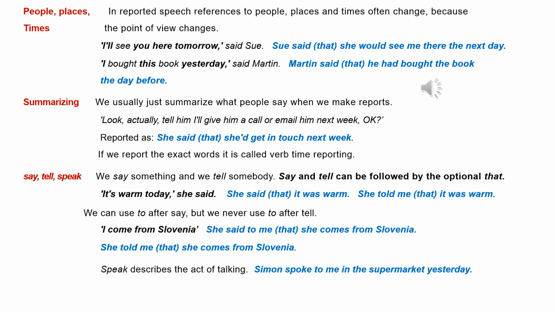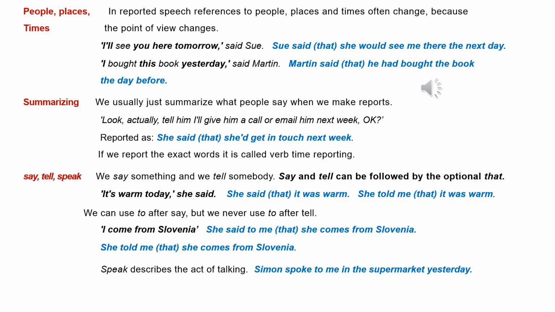Say, tell, speak. We say something and we tell somebody. Say and tell can be followed by the optional that. "It's warm today," she said. She said that it was warm. She told me that it was warm. We can use to after say, but we never use to after tell.